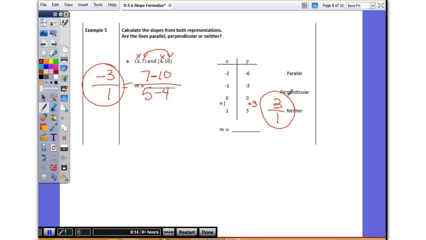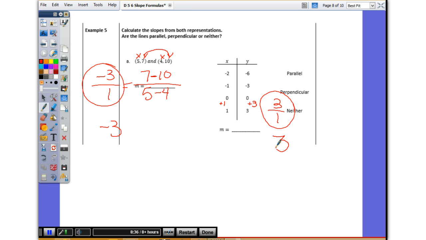Now it asks us, if this has a slope of a negative 3, or a negative 3 over 1, same thing, and this one has a slope of 3, are they parallel? Yes or no? No. Why? They are not the same. They're not the same, so we know they are not parallel. So we don't circle that one.